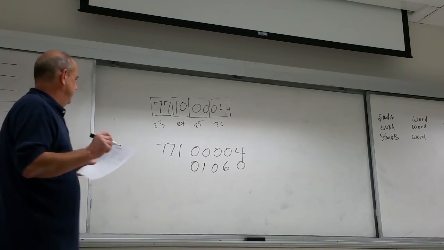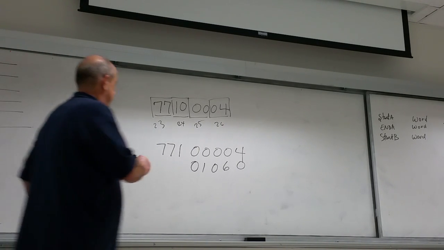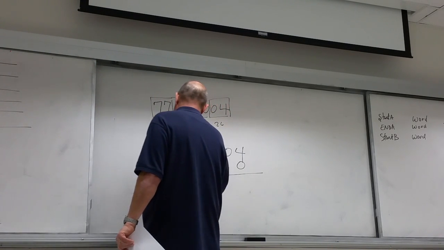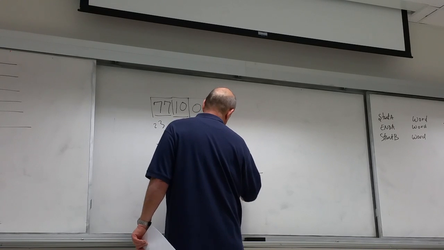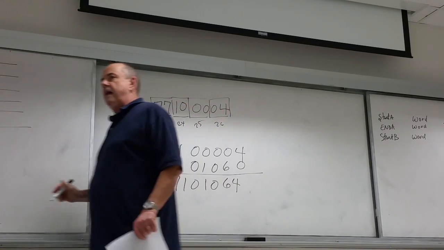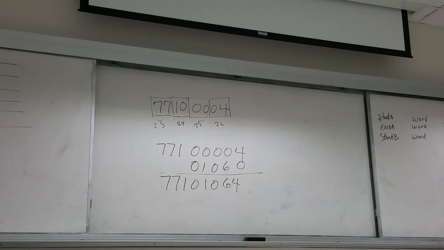That's the actual list B. So we have plus, we have 77101064. That address is changed as it's loaded into memory to 77101064. And that gives us the actual value of list B plus 4. Everybody got it? Not terrible, huh? Okay. We have one more to do.